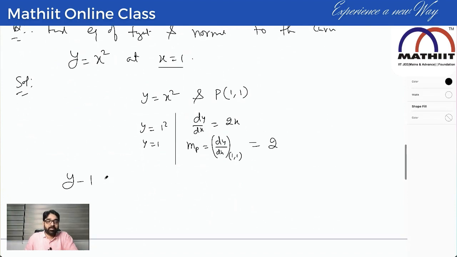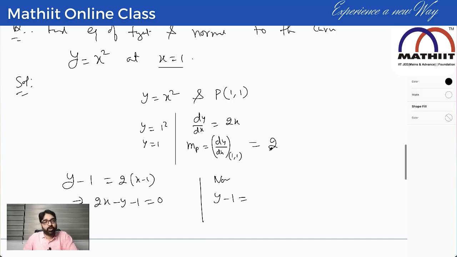So, y minus 1 equal to 2 into x minus 1. And that will become directly, we can say, 2x minus y minus 1 equal to 0. I hope I did correct. Yes. And normal equation, y minus y1 equal to slope.